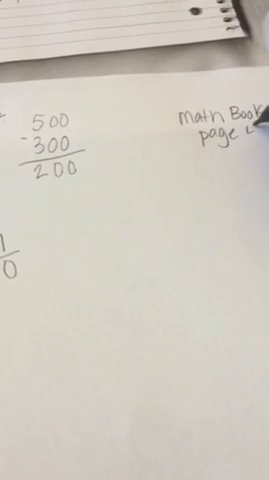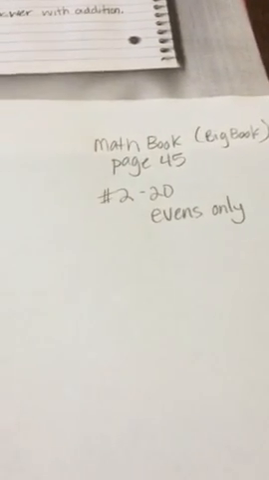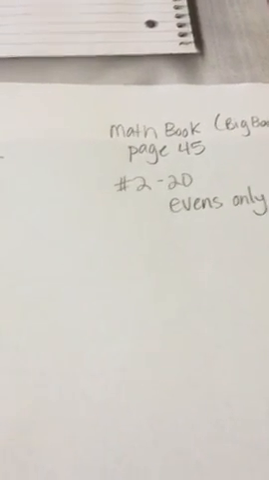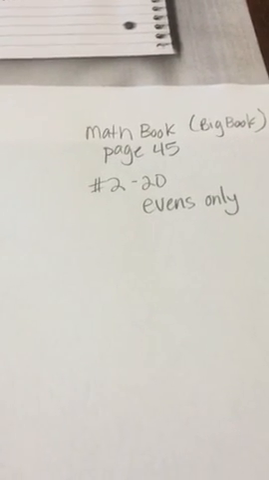Their homework tonight was in their math book, page 45. That's the big book. And they are to work number 2 through 20, evens only. If you feel they need some extra practice, go for a couple of the odds. That's okay. But their homework was the evens, and that's what I'm going to be looking for when I check homework.